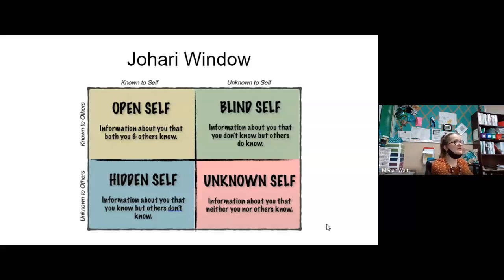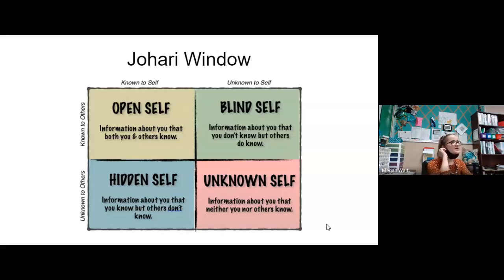That third window pane is your hidden self. This is what you hide from other people. It's information about you that you know, but others don't know. So for example, I like to be private, and so maybe I don't disclose who I elect in elections. Okay, that's just an example. So this is like the things that you do that you don't want other people to know, that you keep private.